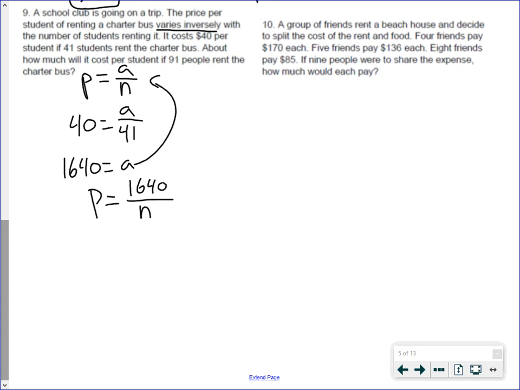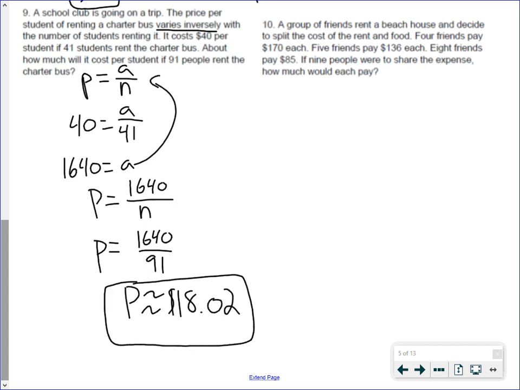All right, and now the problem is ultimately asking us how much would it cost per student if 91 people rent the charter bus. So we want to know what the price per person will be if N is 91. So we're going to do P equals 1640 all over 91. And if you solve this out, you get that our P is going to be approximately $18.02 per person. We're just going to round it out, just about $18.02.